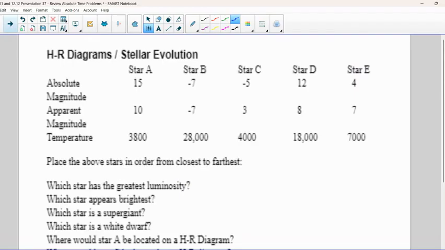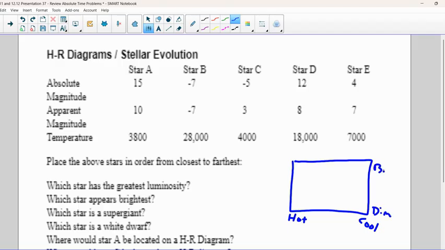So then I come over here and we get to the HR diagram stuff. The first thing you should always do is kind of plot your stars on an HR diagram. So I'm just going to do a simplified one here. Remember, this is cool over here, and this is hot over here. This is dim down here at the bottom, and then bright up here at the top. Remember that negative numbers are bright.